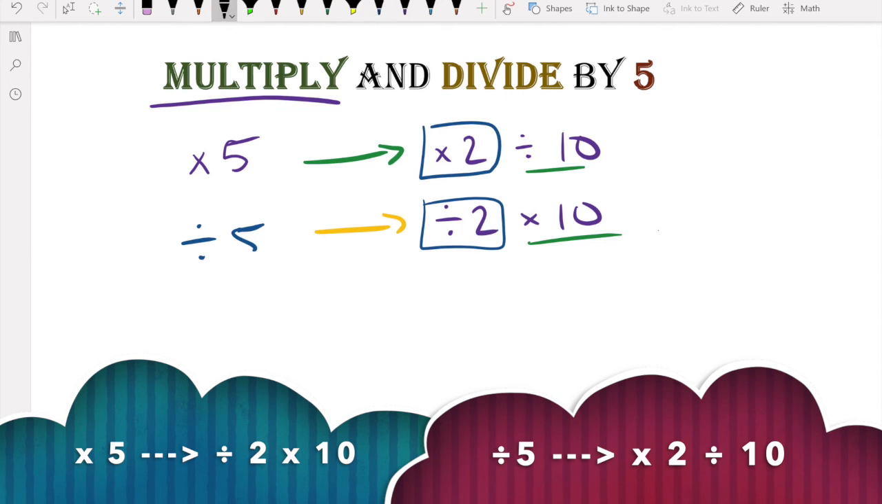Try some on your own. Use your calculator, check your work, use decimals, challenge yourself. That's it.